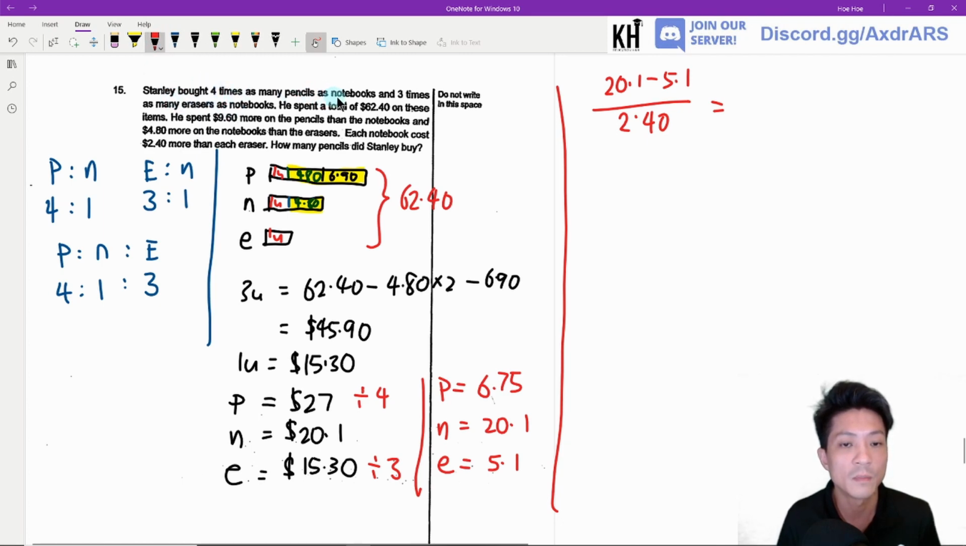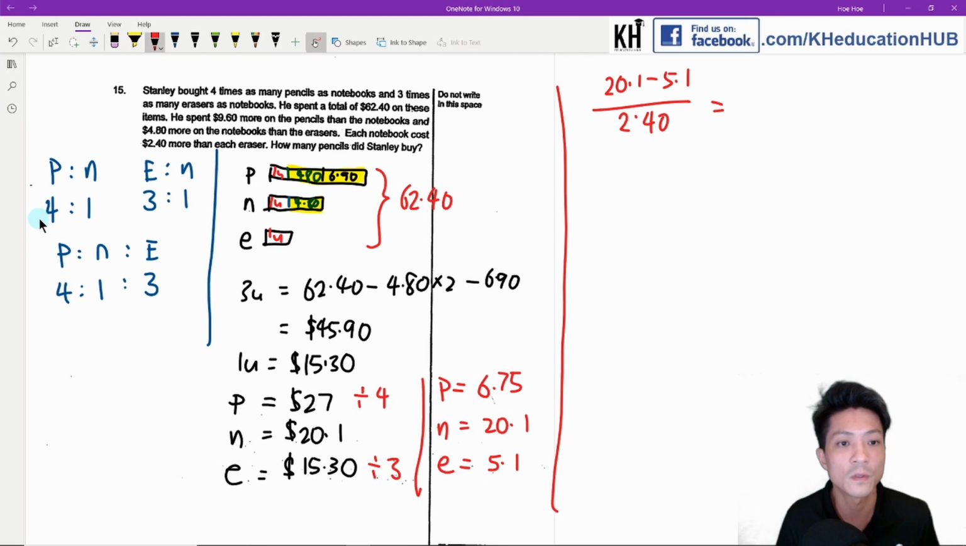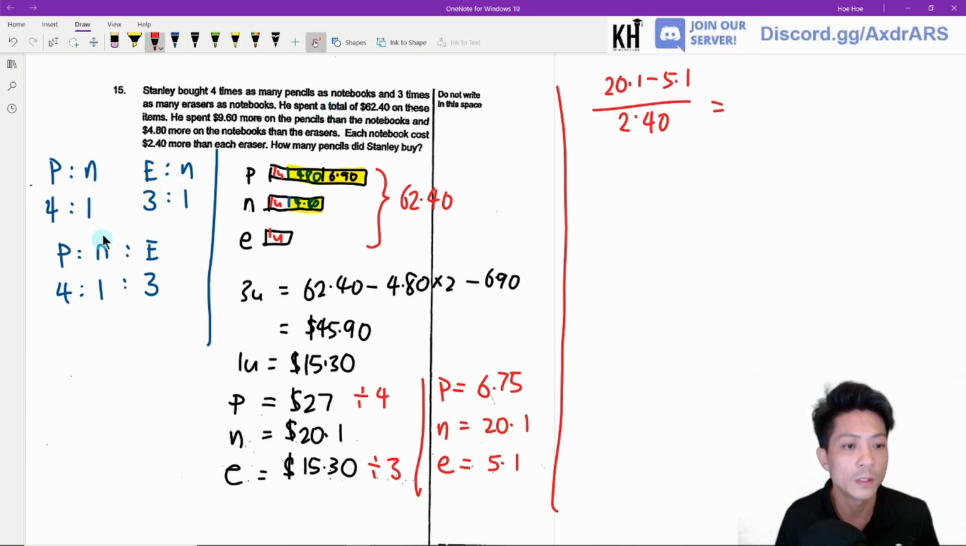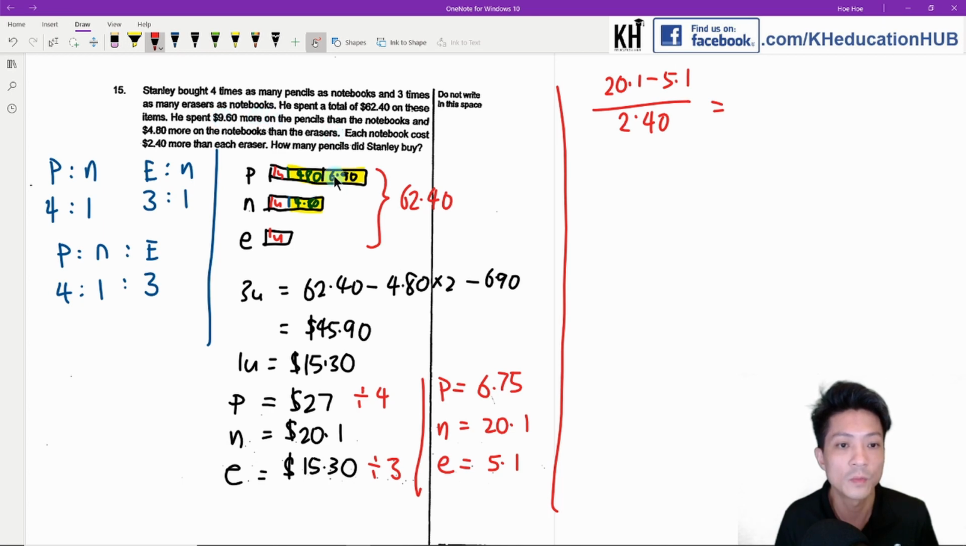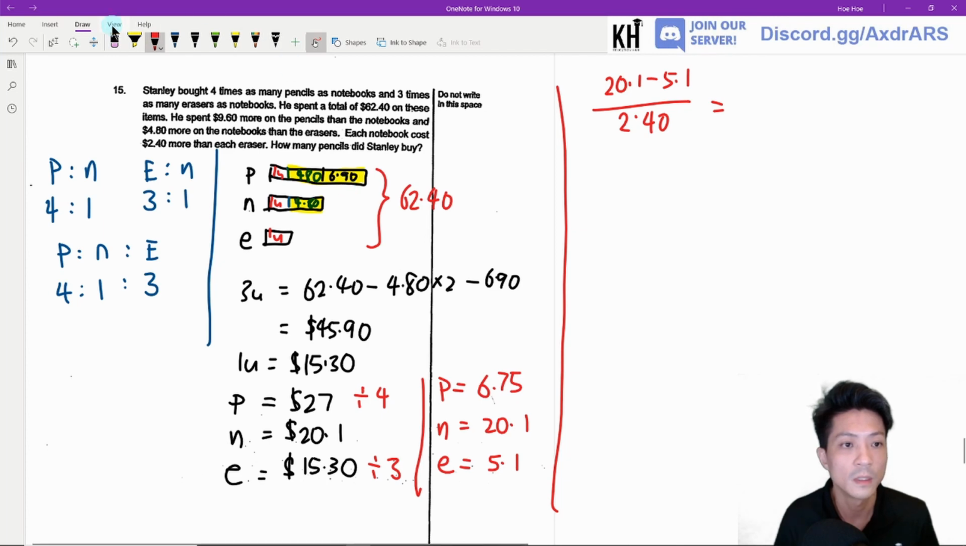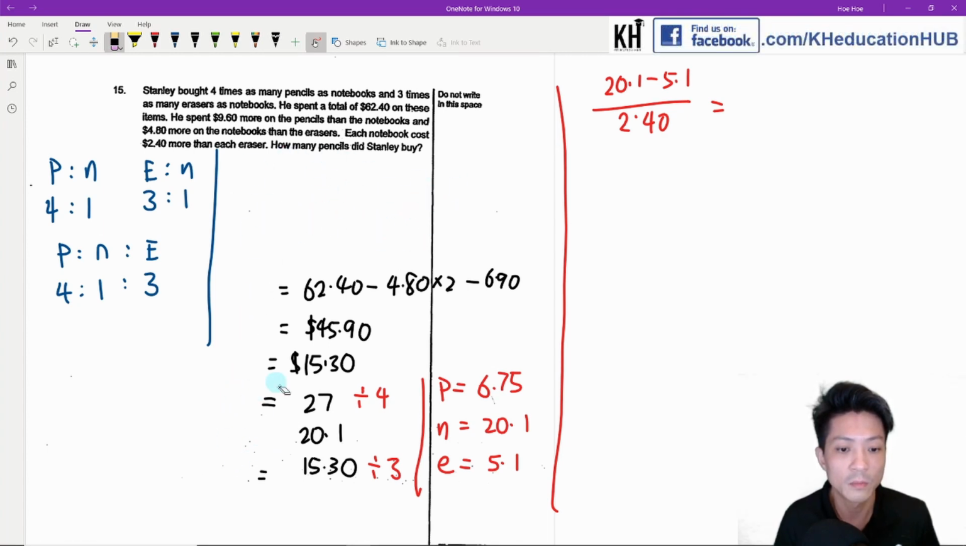Stanley bought 4 times as many pencils as notebooks. So pencil to notebook is 4 is to 1. 3 times as many erasers as notebooks, 3 is to 1. Okay, so pencil is to notebook is to eraser is 4 is to 3 is to 1. Spend a total of $62.40 on these items. Oh, okay, he spent $6.90 more on the pencils, so this one should be 9.6. Okay, so I'm going to redo this whole section again. Draw a better model so that you'll be able to see it clearly.